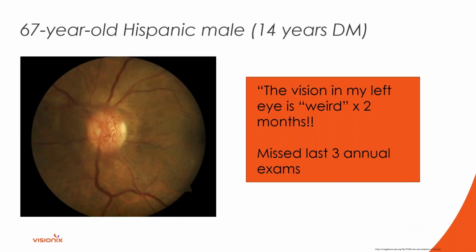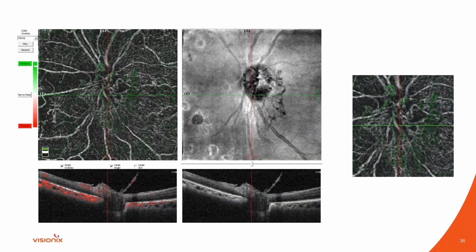This is a patient that had proliferative disease, a 67-year-old Hispanic male, 14 years diabetic. The vision of my left eye is weird, times 2 months. He's missed his last 3 annual exams, and you can see very obvious neovascularization of the disc. I would say that some cases don't need OCT angiography as much as other cases. This is one where it was very obvious that he had neovascularization of the disc.